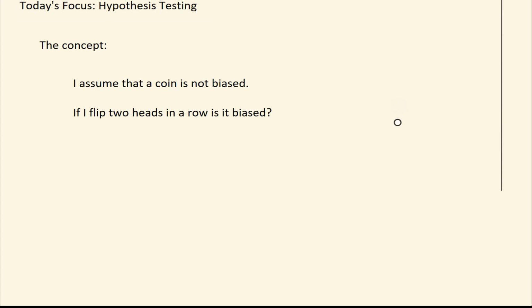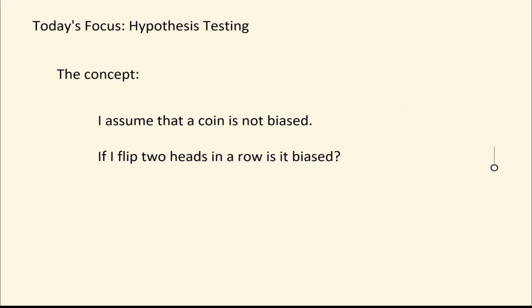The idea is, let's say you assume a coin is not biased, and we flip two heads in a row. Does that mean it's biased? Now you'd say probably not. The odds of that are only one quarter, or 1 over 2 squared. So it's probably not biased, probably just some bad luck, or good luck, depending on how you see it.